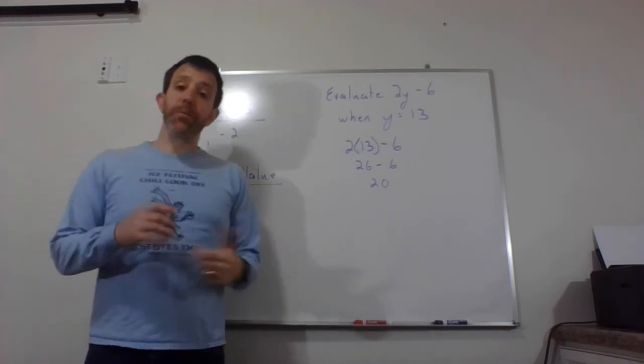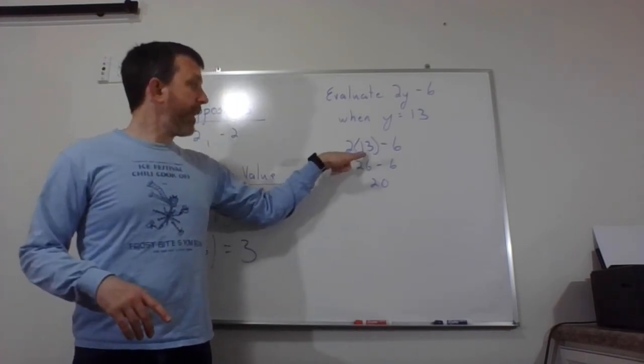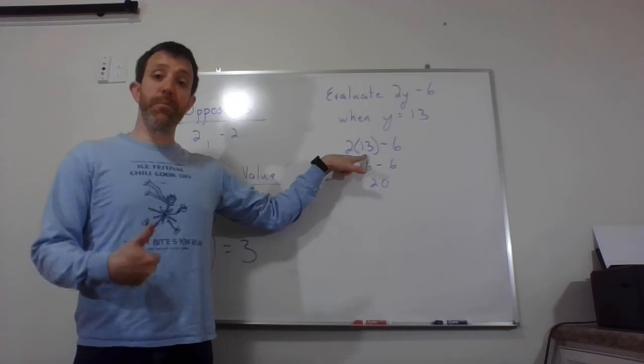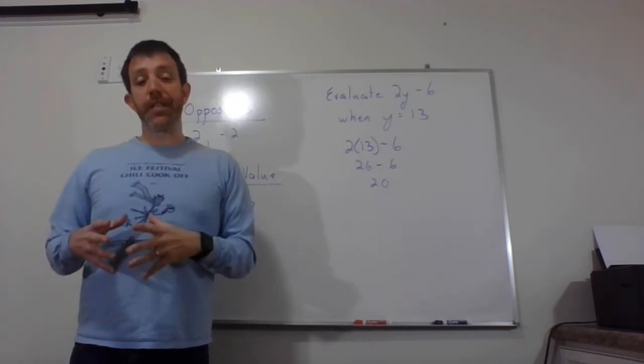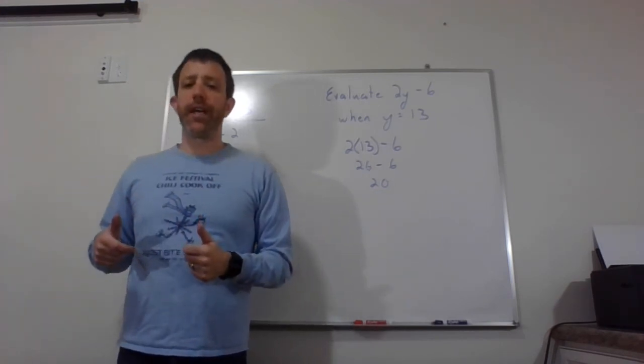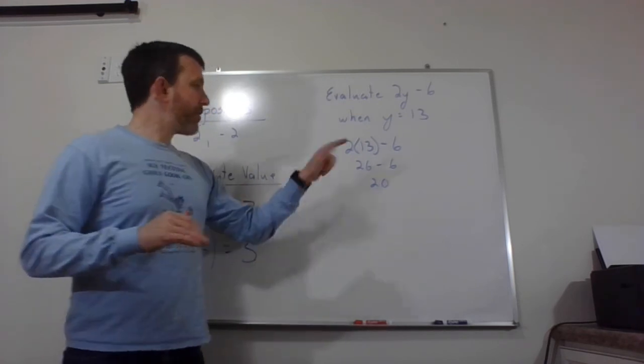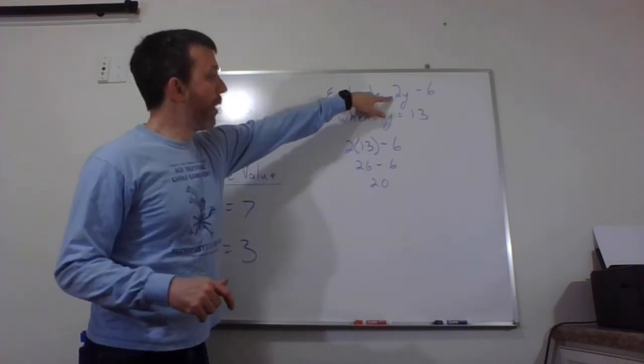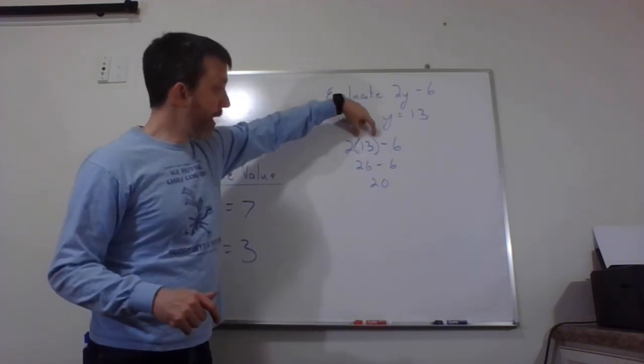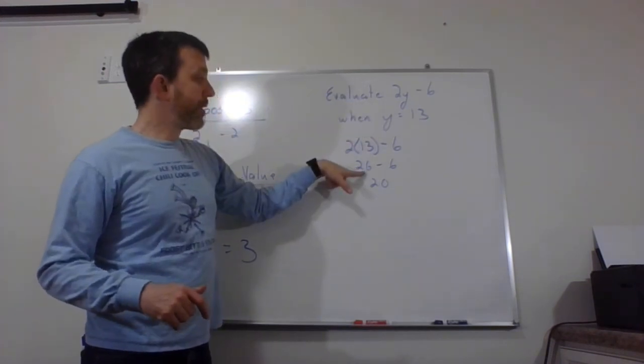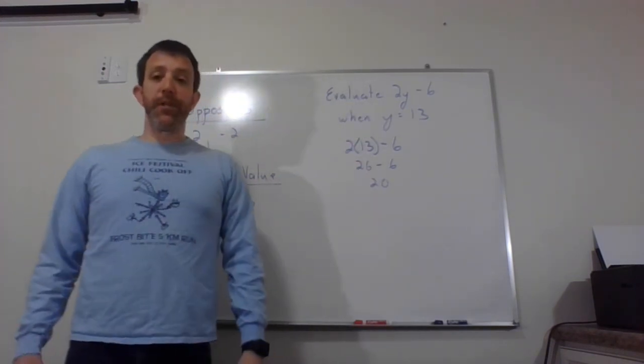So all we're going to do is plug that 13 in. Now, when I plug numbers in, I like to use parentheses because it makes it easier to keep track of things, especially when we start throwing negatives into the mix pretty soon. So I do that. I had 2y, which is multiplication, so 2 times 13 gives me 26. I subtract 6, giving me 20.